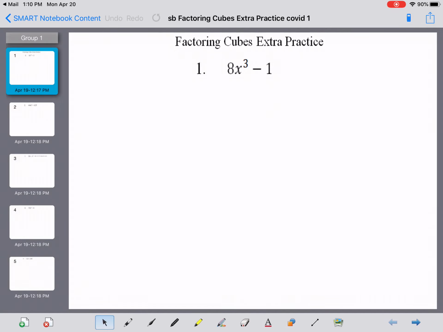So 8x cubed minus 1 is our first factoring cube problem. Remember, we're going to use SOAP. And when we start here, before we actually get to the SOAP, we're going to start with a little parentheses and a big parentheses. And what we're going to do is take the cube root of 8.